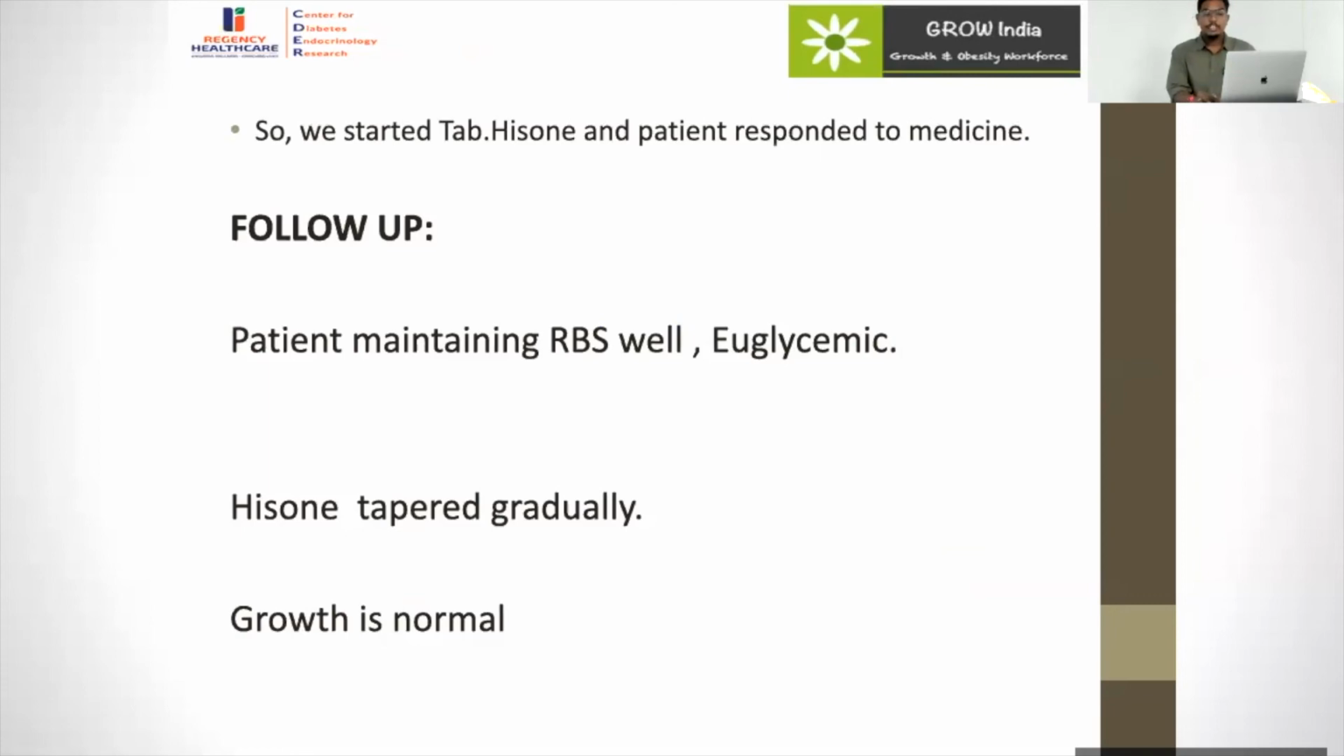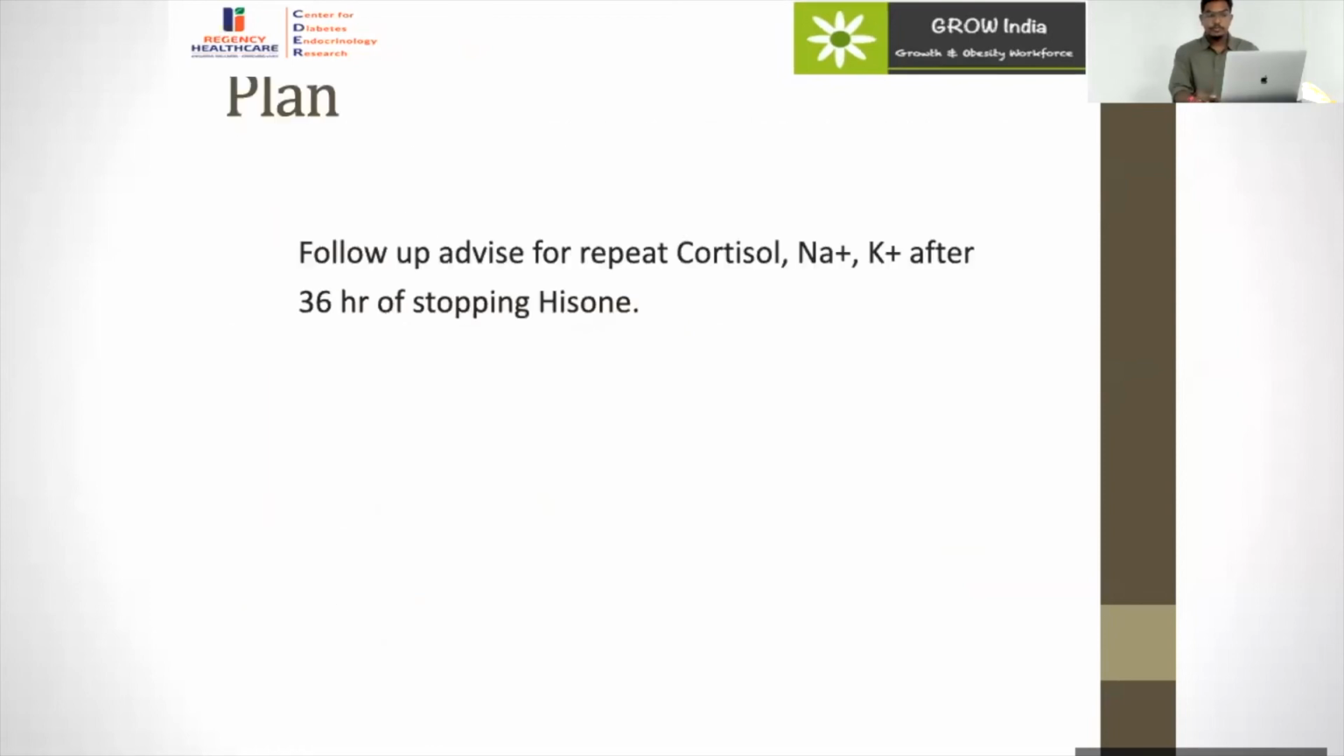In follow-up, the patient is maintaining RBS well, euglycemic, with all blood glucose between 100 to 150 or 125 milligram per deciliter. So Hyzon was gradually tapered, and growth is normal. So in the plan, we gave follow-up advice for repeat cortisol, sodium, potassium after 38 hours of stopping Hyzon.